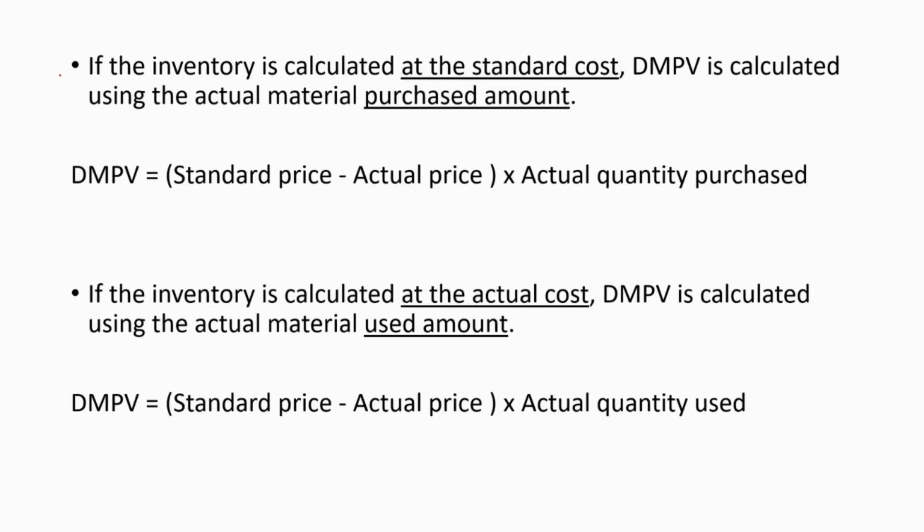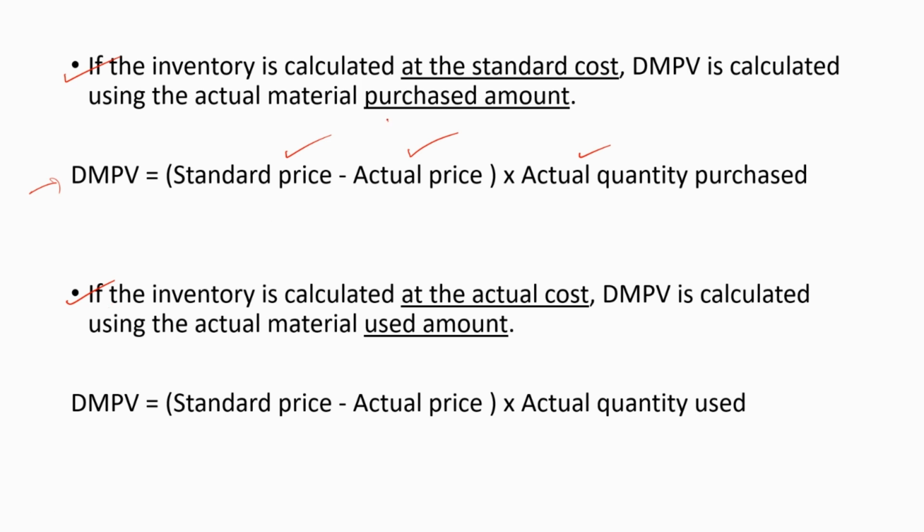Under direct material price variance, there are two instances. If the inventory is calculated at the standard cost, direct material price variance is calculated using the actual material purchased amount. This is what we just did earlier. Direct material price variance is equal to the difference between the standard price and the actual price multiplied by the actual quantity purchased. And the other instance is if the inventory is calculated at the actual cost. Direct material price variance is calculated using the actual material used amount.